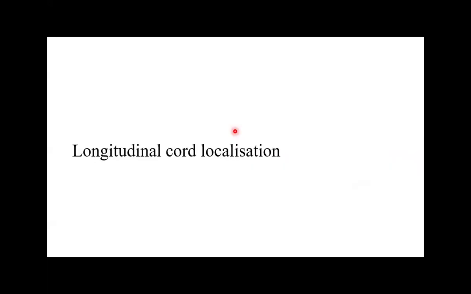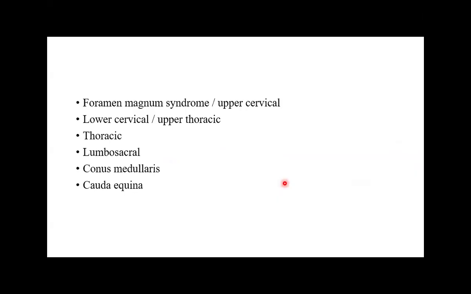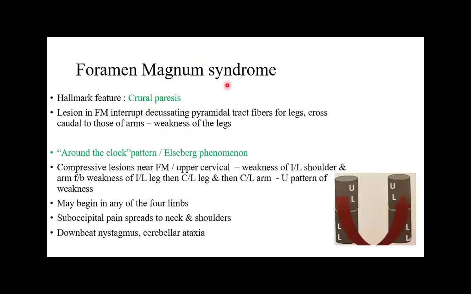After seeing the cross-sectional spinal cord localization, now we'll see the longitudinal cord localization. Here we will determine at which level the lesion is. So whether it is at the foramen magnum or upper cervical, lower cervical or upper thoracic, lumbosacral, conus medullaris or cauda equina level. So in foramen magnum syndrome, the hallmark feature is crural paresis because a lesion in the foramen magnum interrupts the decussating pyramidal tract fibers for the legs. These leg fibers cross more caudally than those of the arms, so they will have predominant lower limb weakness.